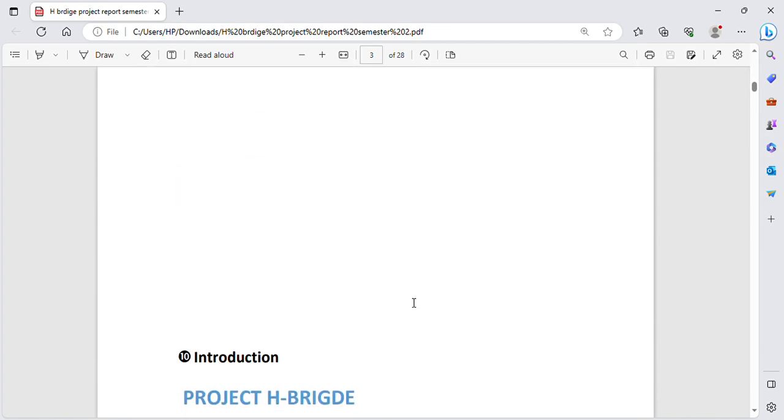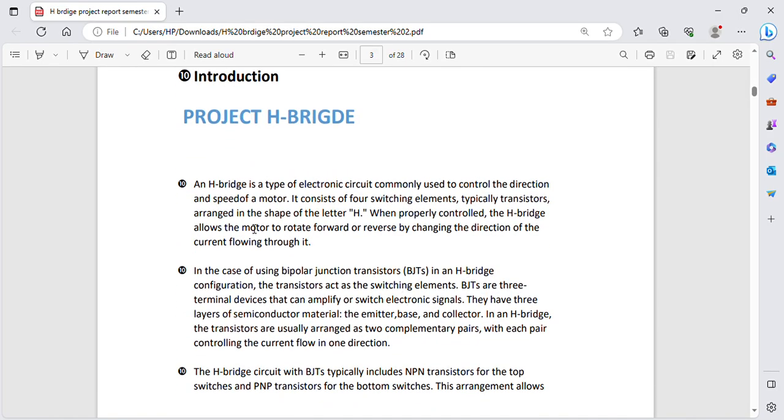So let's move to the introduction of the H-bridge project. Basically, an H-bridge is a type of electronic circuit commonly used to control the direction and speed of a motor. It is bidirectional, meaning the motor can move forward or backward. It consists of four switching elements, typically transistors, PNP and NPN, arranged in the shape of the letter H.